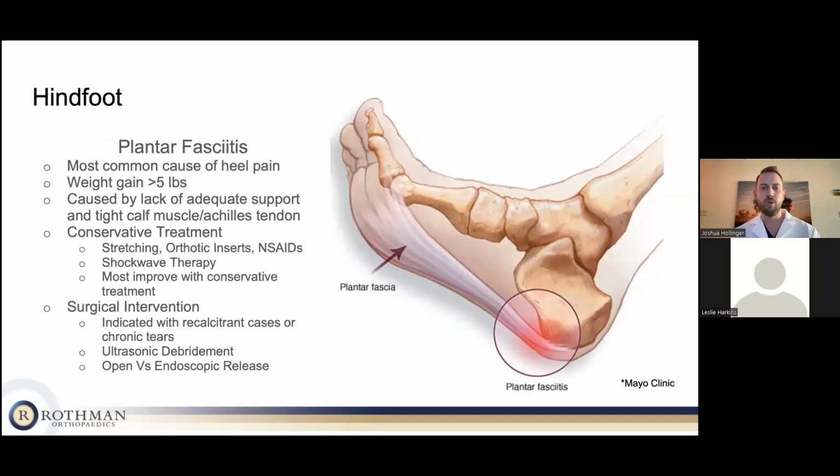I think the big one that most people talk about in the hindfoot is, of course, plantar fasciitis. And this is pain in the ligament that extends from the heel to the toes. It's the most common cause of heel pain. There was a study that came out a few years ago that even showed that weight gains as little as 5 pounds or more can lead to the onset of plantar fasciitis as well. It's caused by the lack of adequate support, meaning it could be walking barefoot, it could be wearing those sandals or flip-flops all summer long, and also a quite tight calf muscle and Achilles tendon.